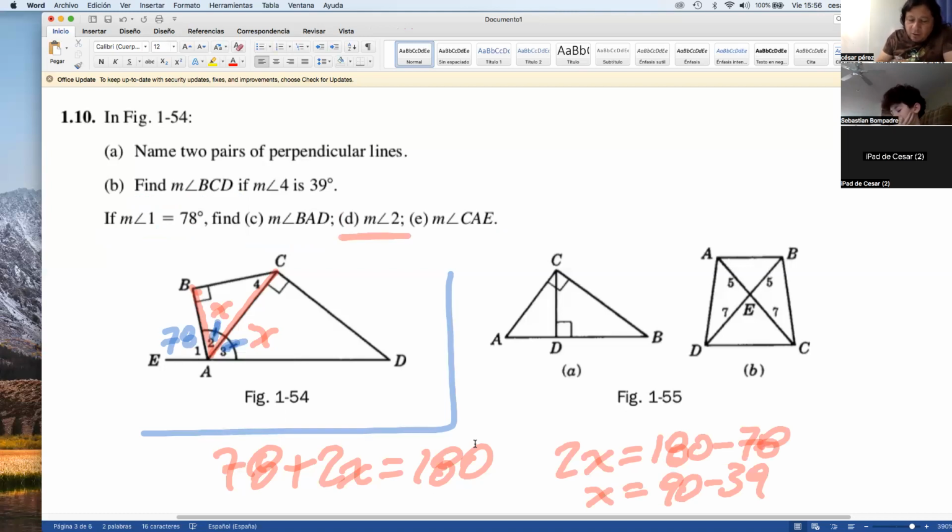Here it says BAD. Okay, this is easy. Then it would be 102. And we already solved this. So we need to find this. Subsection E. We have here this 78. And you already found that this is 180 degrees. Okay. CAE. 129. Okay. That's right.